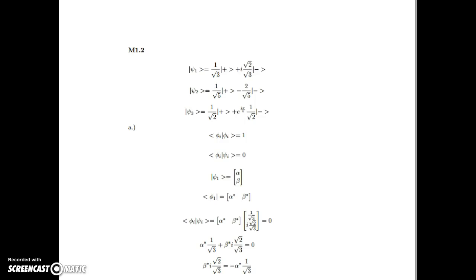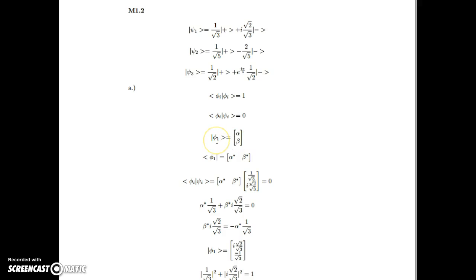So this is standard 1.3. I'm doing problem 1.2. The problem gives 3 quantum states, which are shown right here. And part A asks to find a normalized vector, which is phi, that is orthogonal to these psi's. So this part, the bra phi ket phi equals 1, is saying how it has to be normalized. And then this part is saying how it has to be orthogonal. So these are our 2 conditions that it has to meet.